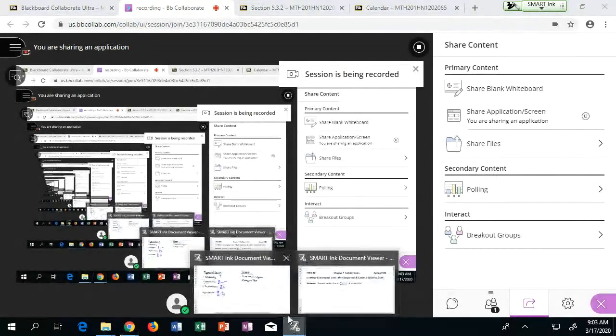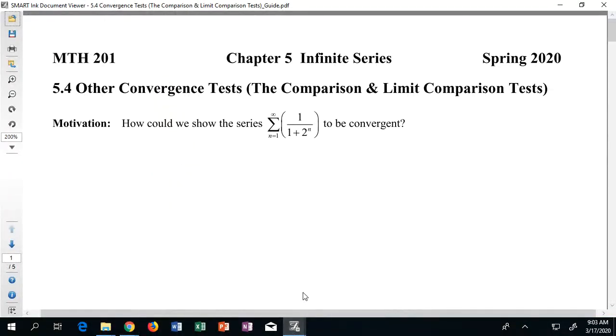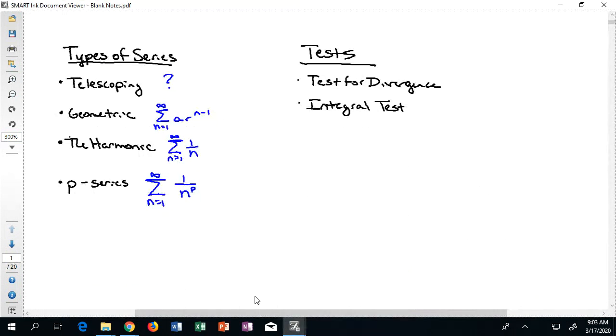All right. Well, let's take a look at where we're going to be today in 5.4. In 5.4, we're going to begin to add several more tests that we can actually try to use when coming across a particular series. So in this section, we're going to talk about the comparison and the limit comparison tests.